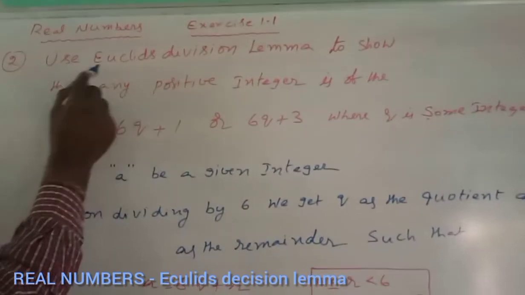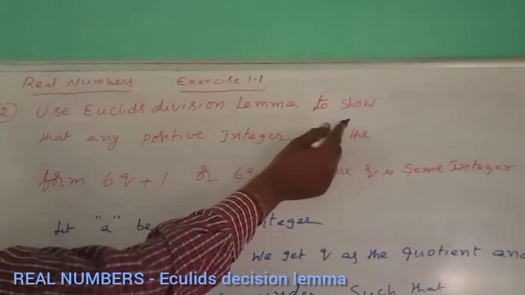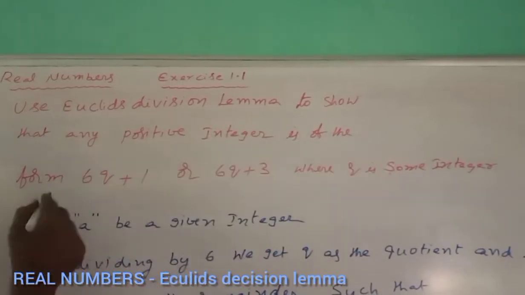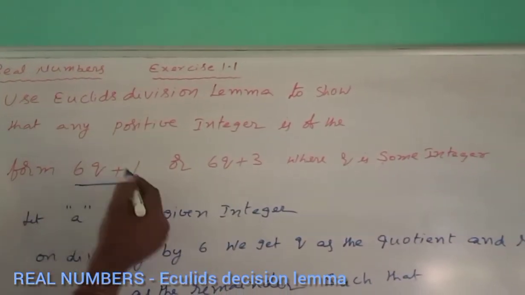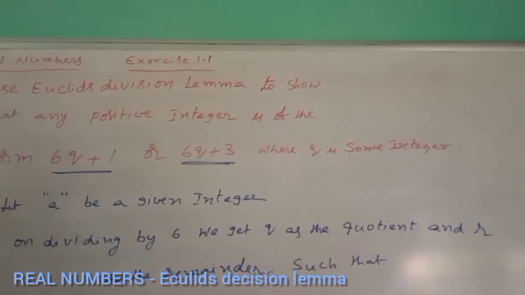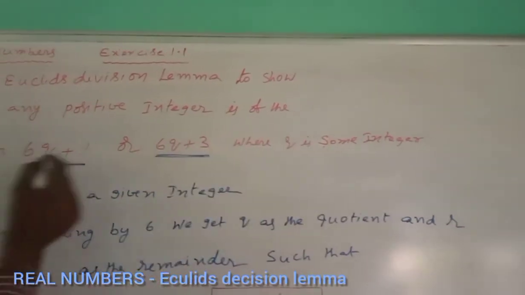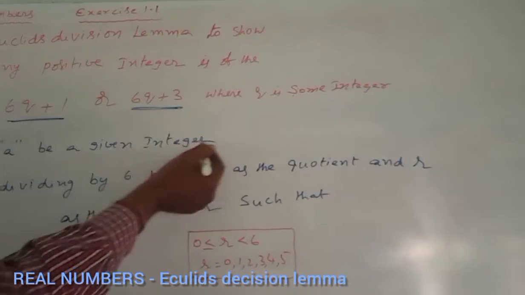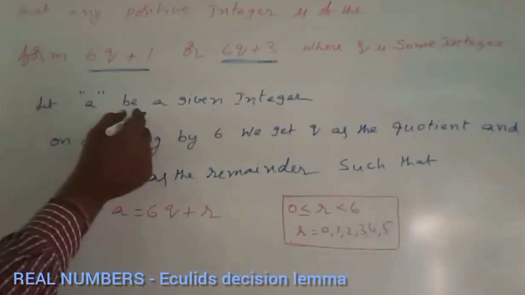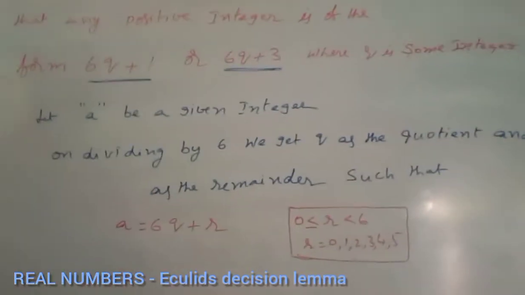Second question: use Euclid division lemma to show that any odd positive integer is of the form 6q plus 1, 6q plus 3, or 6q plus 5, where q is some integer. Answer: let a be a given integer.